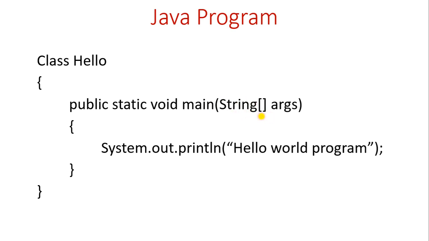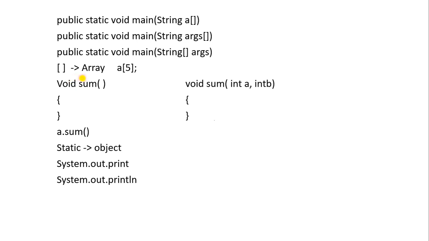String array type arguments. These brackets are used to declare the array size. How? You see here, a is the array name, and in that we have given size 5. It means the variable holds five elements, or five variables, depending on the data type.